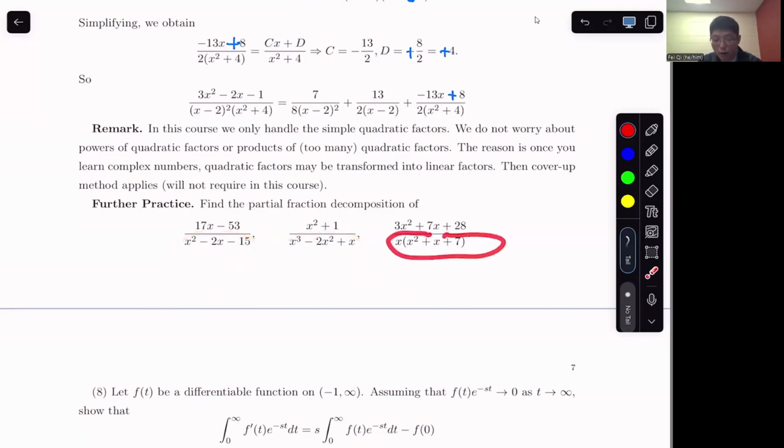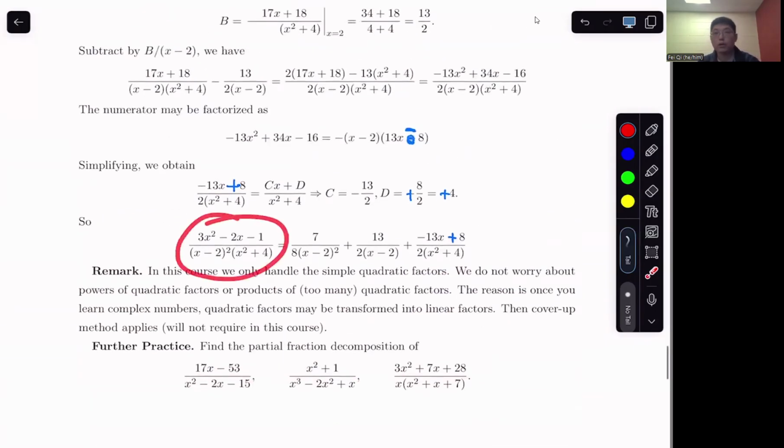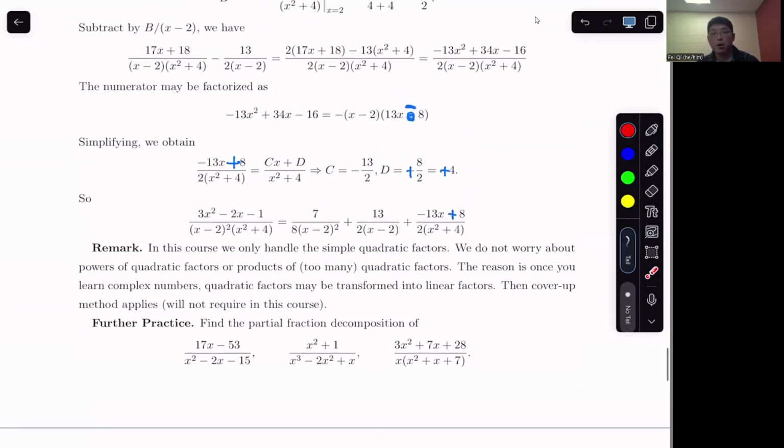And finally, this guy over here will be x times x squared plus x plus 7. So this x squared plus x plus 7 is an irreducible quadratic factor, but we only have simple linear factors. So this one should be slightly easier than what we have done over here. Although the arithmetic might be complicated, it's not going to be as difficult. Okay, so I think that's all I want to say about problem 7.